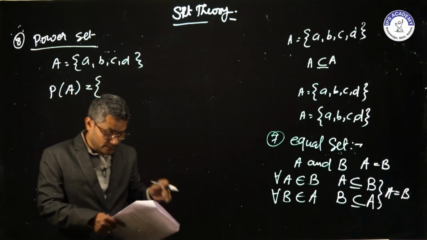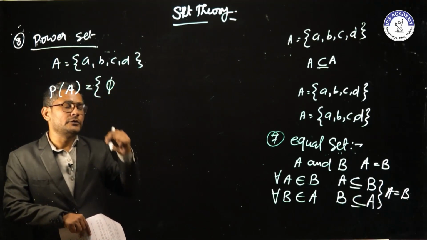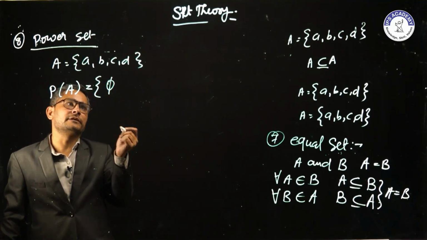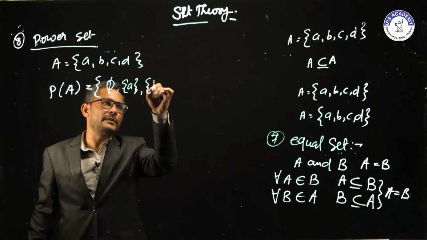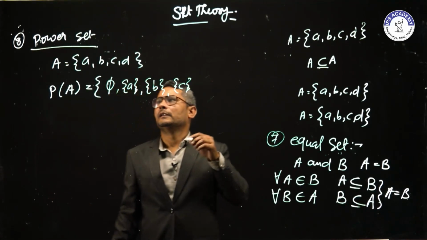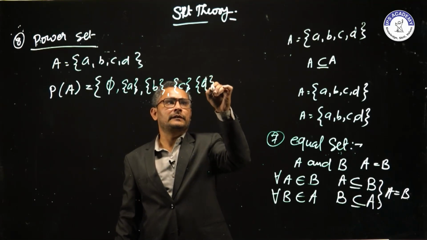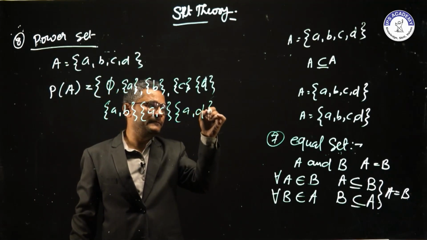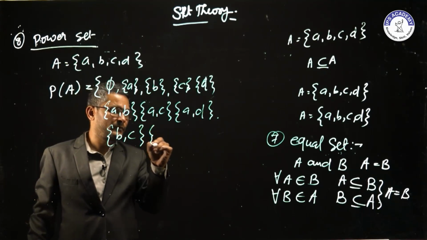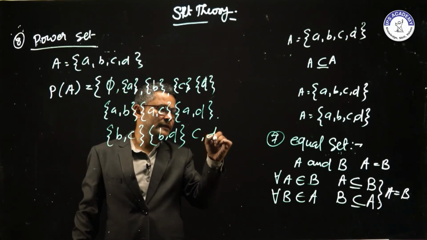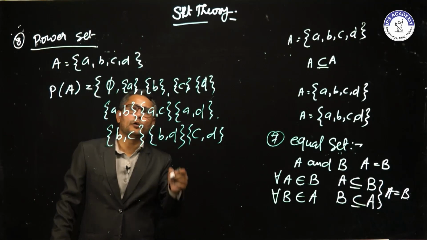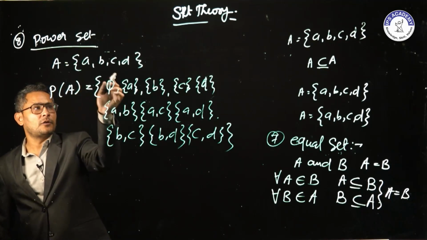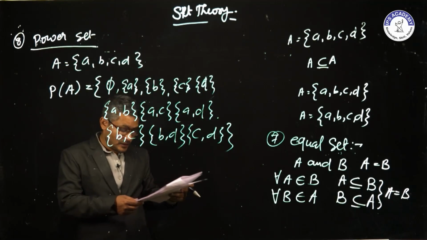So what are all the subsets of A? You already know that the empty set is a subset of itself and of every set. So we have A, then B, then C, then D, then A comma B, A comma C, A comma D, B comma C, B comma D, C comma D, then A, B, C, D, and all the combinations of these four. The empty set together with all the subsets of A is known as the power set of A, denoted by P of A.